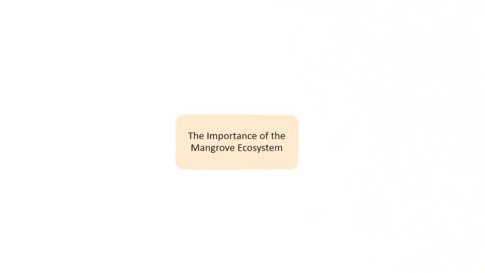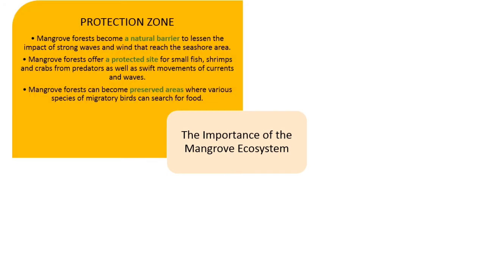So what is the importance of the mangrove system? Okay, first is protection zone. Mangrove forests become a natural barrier to lessen the impact of strong waves and wind that reach the seashore area. Mangrove forests offer a protected site for small fish, shrimp and crabs. Mangrove forests can become a preserved area where various species of migratory birds can search for food.